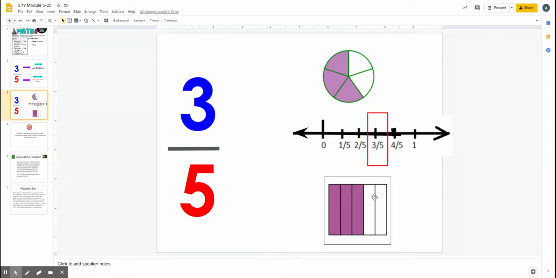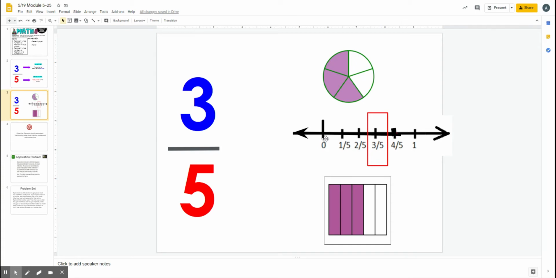So here we have three representations of the fraction 3/5, 3 being our numerator and 5 being our denominator. So here you can see there are 1, 2, 3 pieces shaded, but there are 1, 2, 3, 4, 5 pieces in the whole. So this is a representation of 3/5 in a circle.